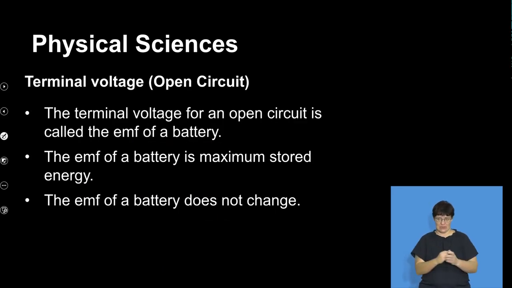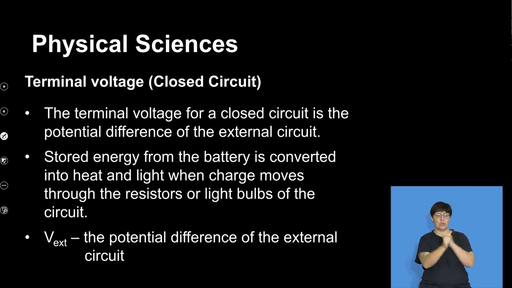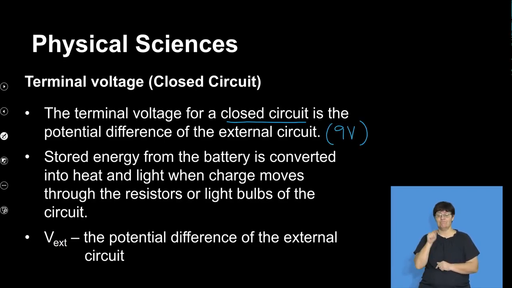Right, so the terminal voltage in an open circuit, okay? Now the terminal voltage for an open circuit is called the EMF of the battery. This was the 12 volts in this case that we managed to record. So the EMF of the battery is actually the maximum energy stored per coulomb of charge. The EMF of the battery does not change, it stays the same, right? But then the terminal voltage for a closed circuit is the potential difference of the external circuit. So that 9 volts is actually the terminal voltage of the external circuit.